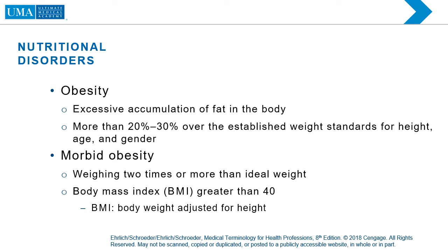Now, when obesity becomes excessive, we refer to that as morbid obesity, or you may hear it called severe obesity. And this is a condition of weighing 2 times or more than the ideal weight, or you may have a body mass index, that BMI, with a value greater than 40. Whenever you hear the term morbid, this just means a diseased state of being.